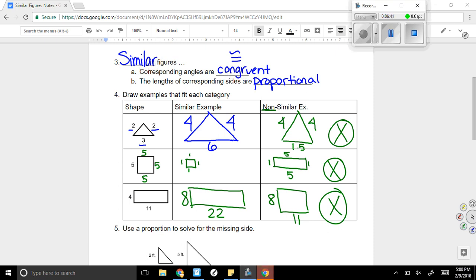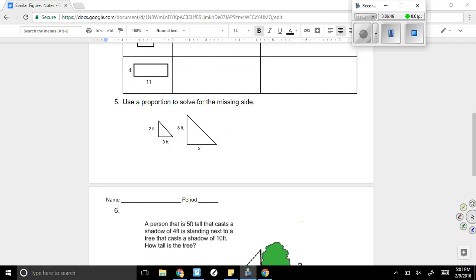Make sure you have that chart copied down because I'm going to be moving on and you will not be able to see it. So what does all of this mean for test questions? Well, number 5 is exactly like questions that you could see on your test or on your SOL.